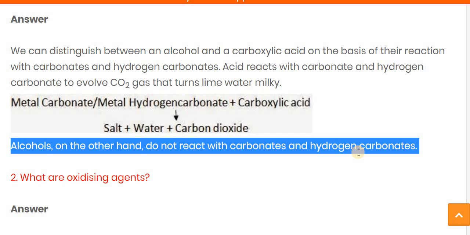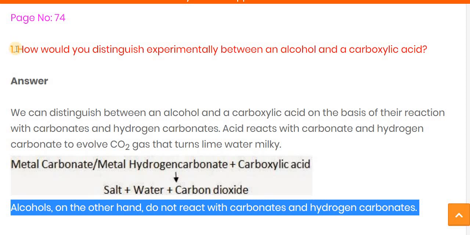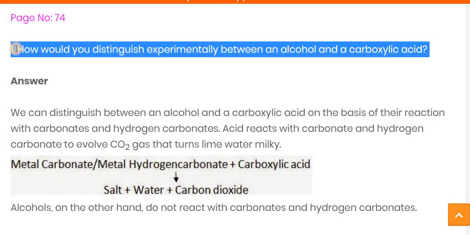So this is the way by which we can easily identify that this is the alcohol and that solution is carboxylic acid. Let's see one more time. The question is how can you distinguish experimentally between an alcohol and a carboxylic acid? Suppose we take the alcohol first, and it is reacted with the metal carbonate and the metal hydrogen carbonate. If the alcohol is present in the solution, it does not react with the metal carbonate and metal hydrogen carbonate. So we come to know that the alcohol is present.